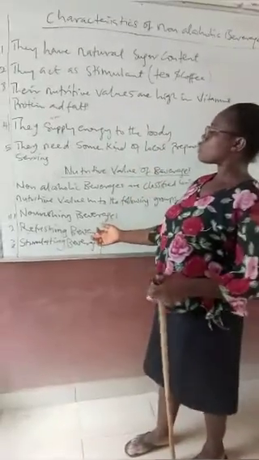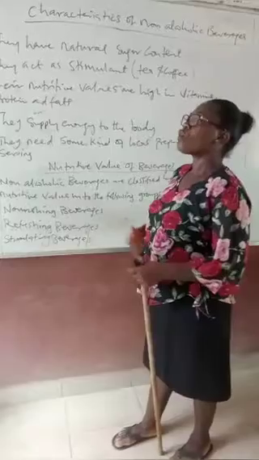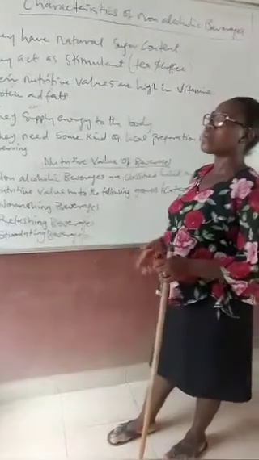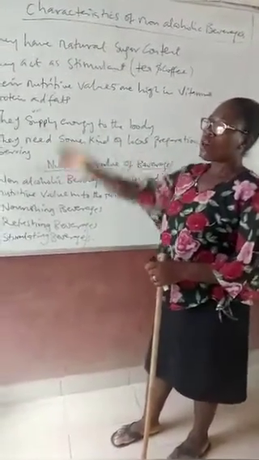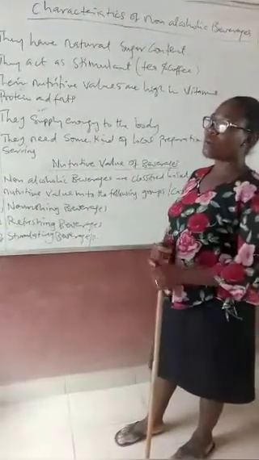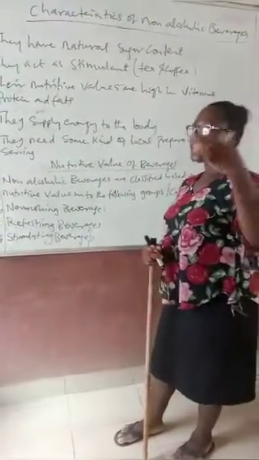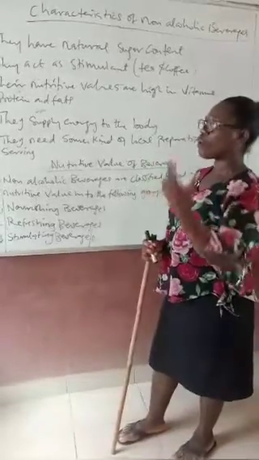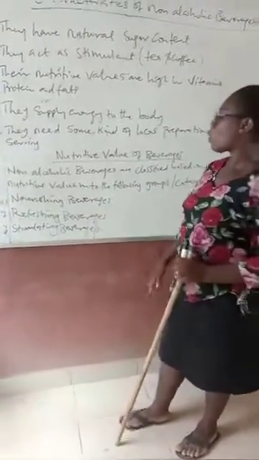Or this one is most of the commercial carbonated drinks that we take to do what? To quench our thirst. Maybe after visiting the farm, when you come home and the food is not yet ready, you order any of the drinks, either Fanta, Sprite or Coke or whatever. You take them to quench your thirst as you are waiting for food.